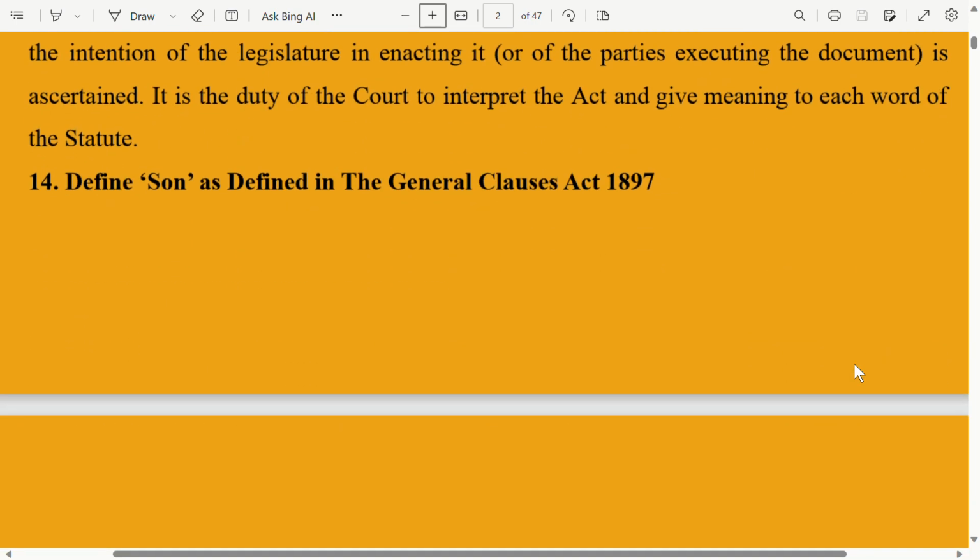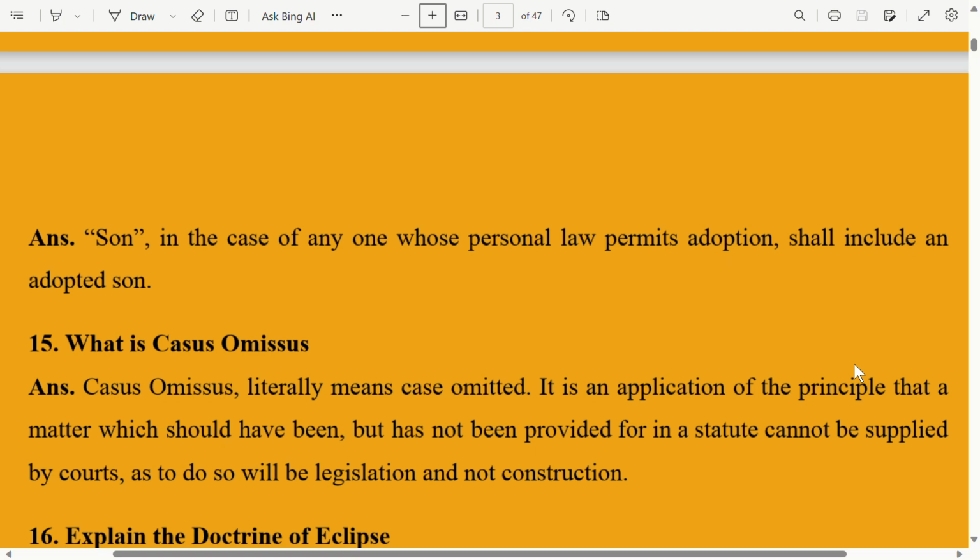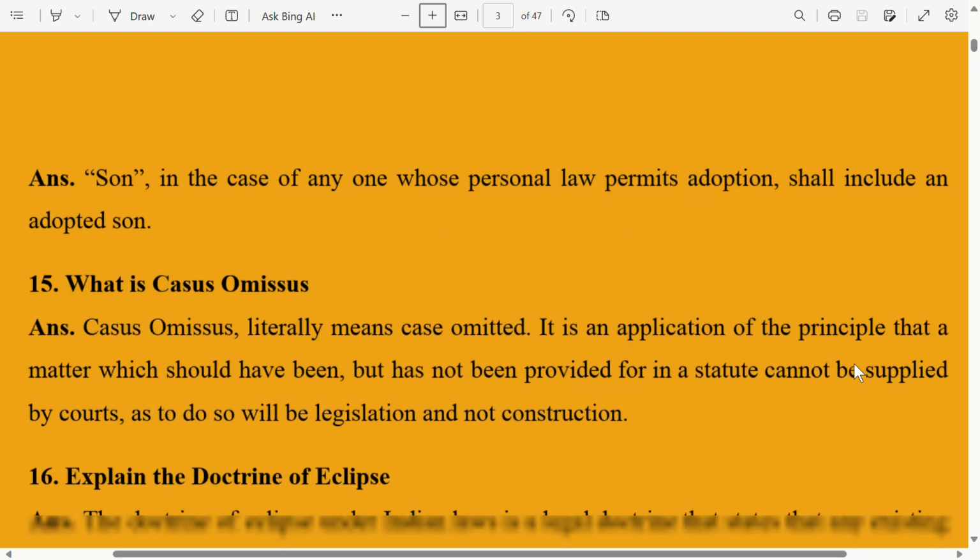Define son as defined in the General Clauses Act 1897. Son, in the case of anyone whose personal law permits adoption, shall include an adopted son.